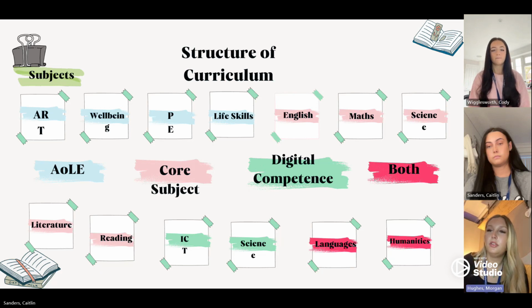Finally, both areas of learning and experiences and core subjects include languages and humanities. Lessons for these could be to incorporate Welsh numbers and Welsh words in a sentence, which links with English and maths. Also, humanities could be to write about how a certain religion's day routine is laid out and how it relates to yours.